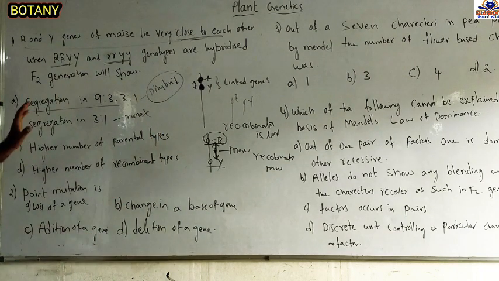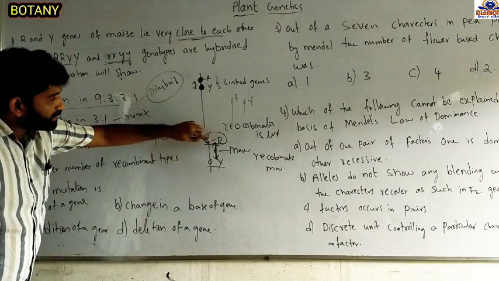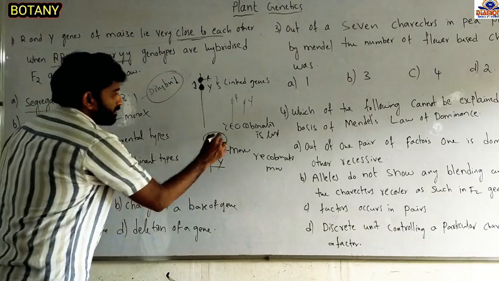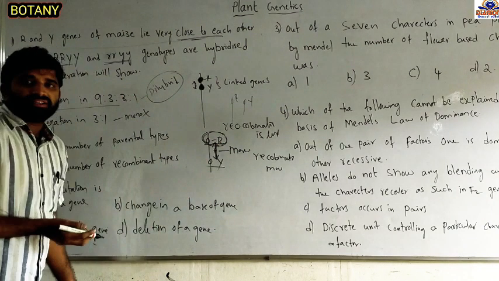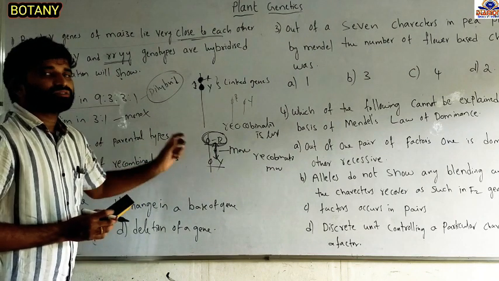If recombination is more, it means the distance between the two genes is more, so segregation and separation will occur easily. Whenever separation takes place easily, variations will occur and new characters will be introduced. So the offspring will show variation.